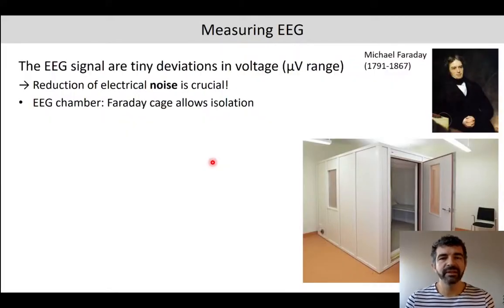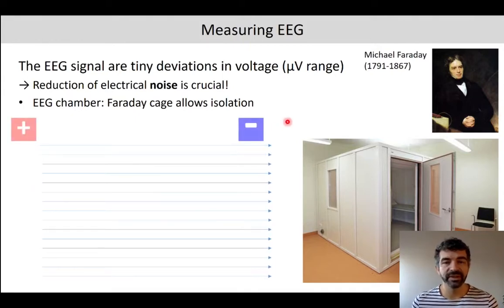So let's talk about the shielded cabin. The EEG signal is very small deviations in voltage in the microvolt range. So a lot of electrical interference can occur, because a lot of electrical signals are stronger than the EEG signal. Using an electrically shielded chamber, an EEG chamber, is a good idea because it will increase our signal-to-noise ratio quite a lot. What the shielded cabin really is, is a Faraday cage, named after the British physicist Michael Faraday.